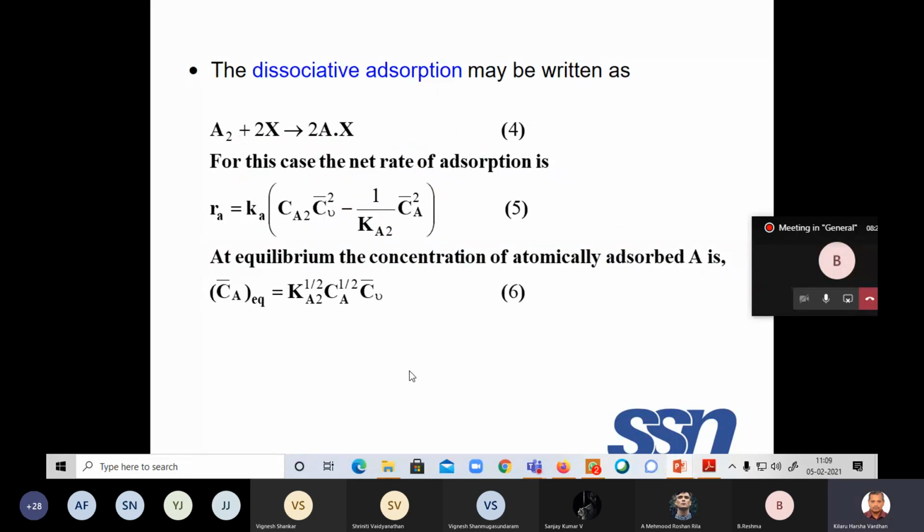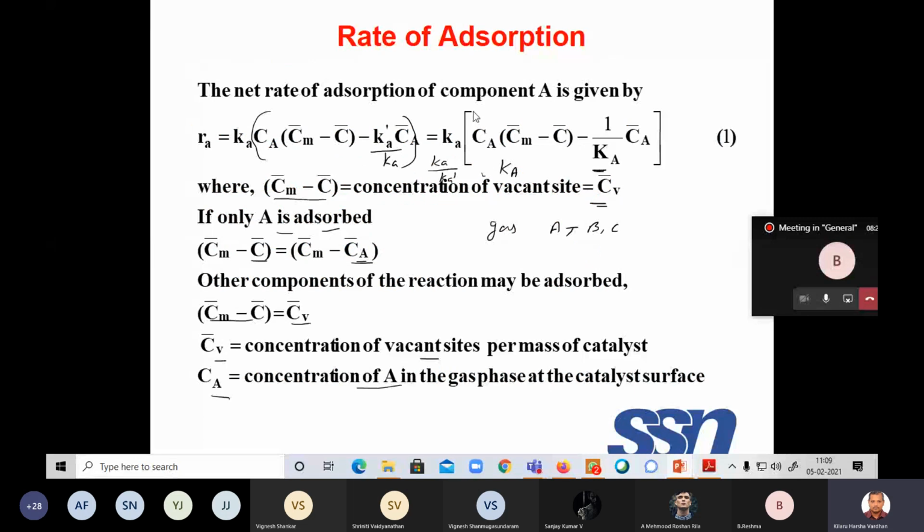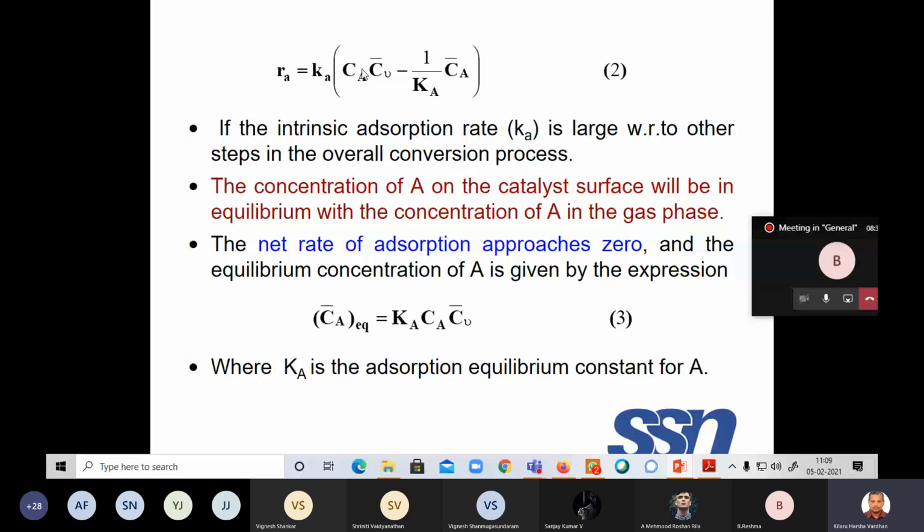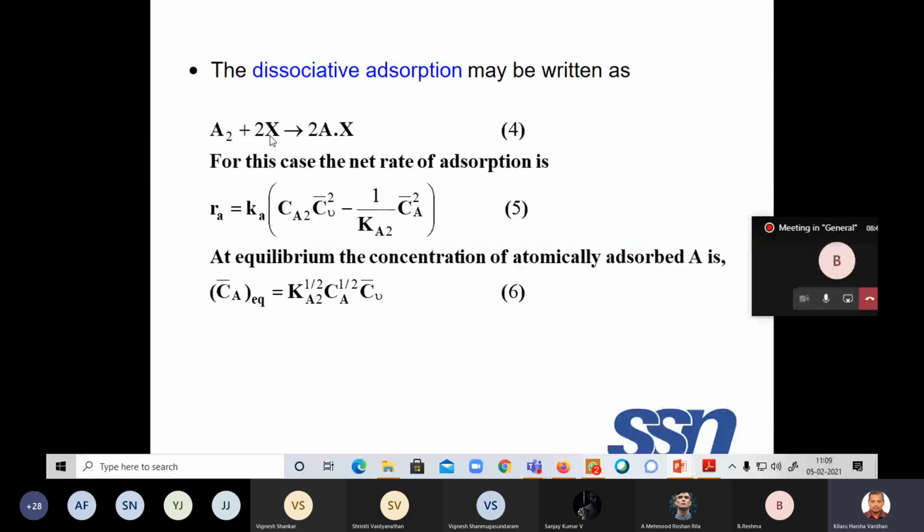Like that, here we are discussing only A plus B giving a product. If it is A2 plus 2x, where x is nothing but the active site, if it is giving like this, then also you can write it here. You can see this A is giving you product, therefore into Cv you are getting. If there are two active sites, then Cv square will come, right? So based on this particular equation, you can write the final form of that equation.